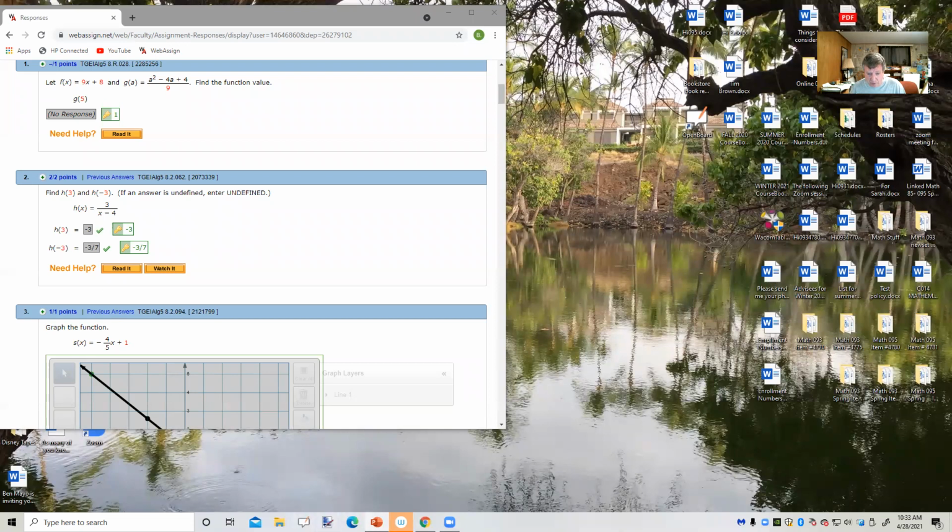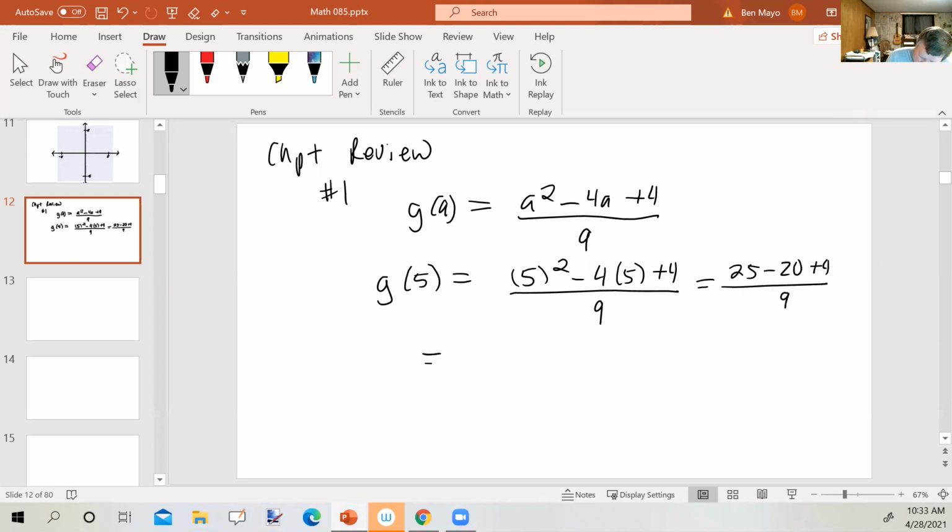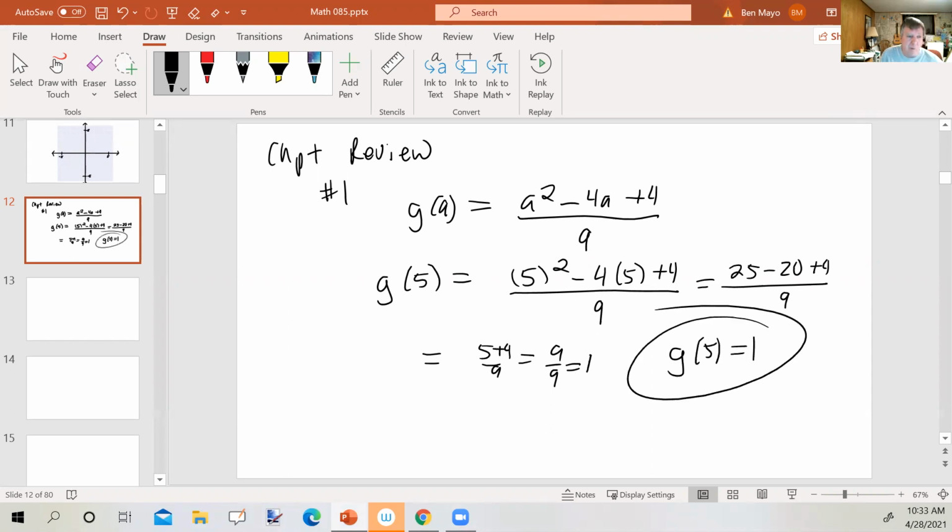So let's go back to the whiteboard now. So g of 5 would be 5 squared minus 4 times 5 plus 4 all over 9, which is 25 minus 20 plus 4 all over 9, which is 5 plus 4 over 9, or 9 over 9, or just 1. So g of 5 equals 1. And again, we don't do anything with the f of x.